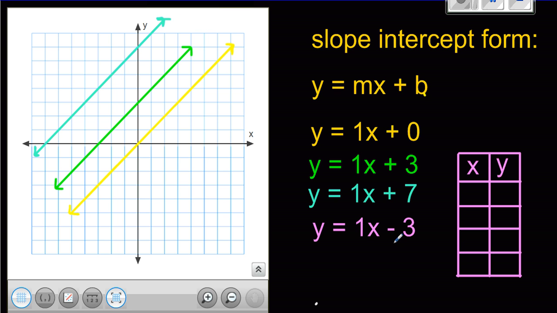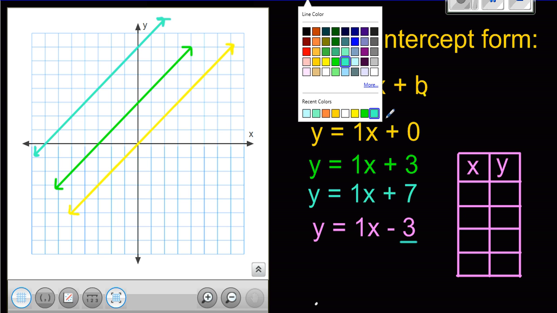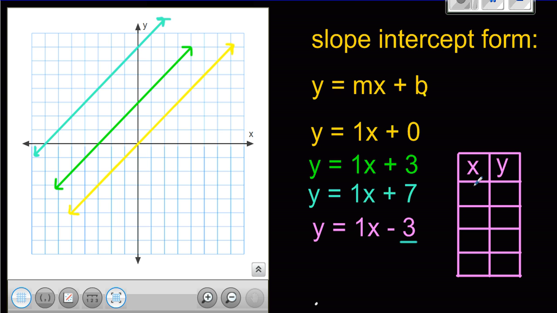What happens when we subtract the b value? So here we have minus 3. Well, we'll fill out that chart again. And as we go about this process, when x is equal to 0, y is equal to a negative 3. When x equals 1, y actually equals negative 2. When x equals 2, y equals negative 1. And when x equals 3, y actually equals 0 here.